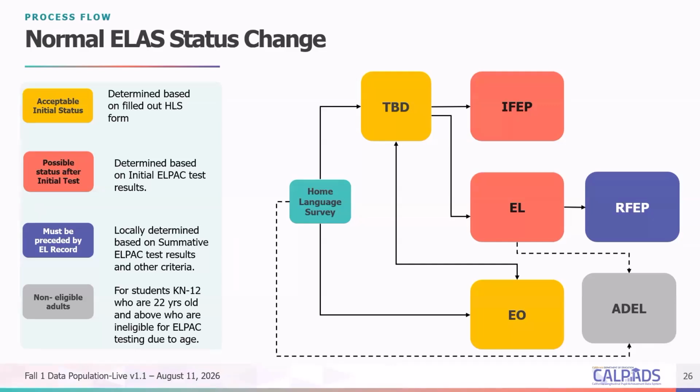So the requirement to test students with the initial LPAC within the 30 days of enrollment does not apply to TK students. LEAs should continue to submit the SELA file and populate the ELAS status as TBD if the home language survey indicates a primary language other than English or ASL. So the TBD status will remain with the students until they are tested with the initial LPAC when the student is enrolled in kindergarten. CALPADS is no longer sending TK enrollment records to TOMS, so therefore they will not show up in TOMS as eligible for the LPAC testing.